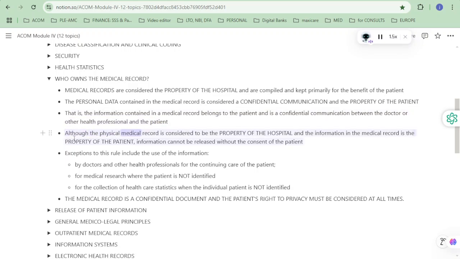Although the physical medical record is considered to be the property of the hospital and the information in the medical record is the property of the patient, information cannot be released without the consent of the patient. Exceptions to this rule include the use of the information by doctors and other health professionals for the continuing care of the patient. For medical research where the patient is not identified. For the collection of healthcare statistics when the individual patient is not identified. The medical record is a confidential document and the patient's right to privacy must be considered at all times.